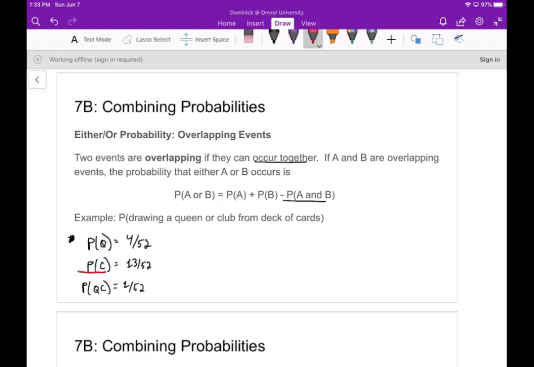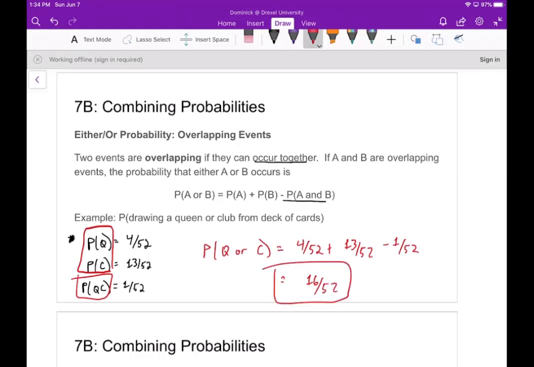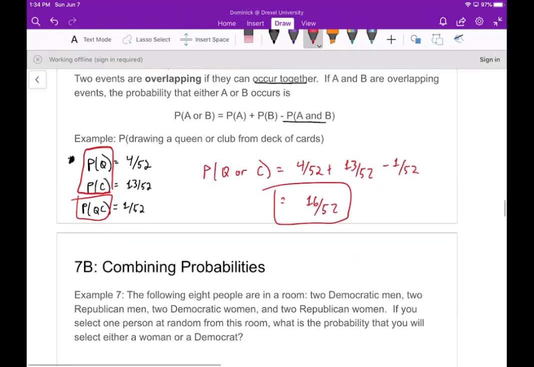Because if you were to just add these two, within the probability of the queen, you also have the club, and within the probability of the club, you also have the queen. So when you add those two, you're double counting. That's why we need to subtract this piece off. So in this case, the probability of a queen or a club would be 4 out of 52 plus 13 out of 52 minus 1 out of 52, which would give us 16 out of 52. Right, so that's the idea behind the either-or probability when you have overlapping events.